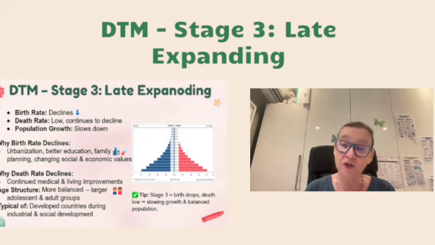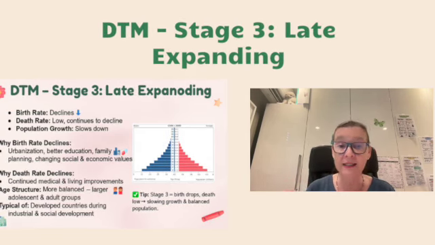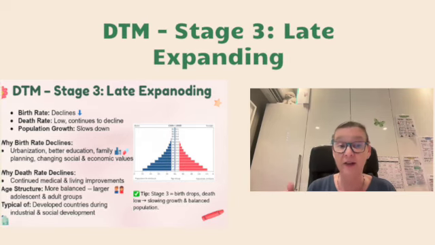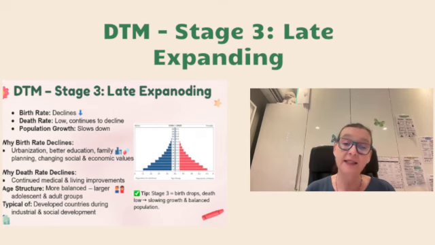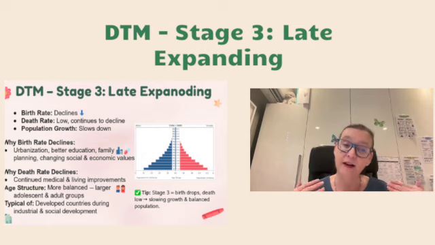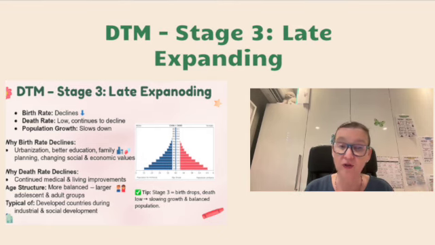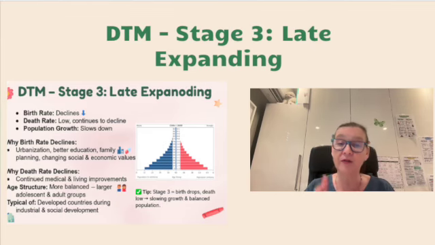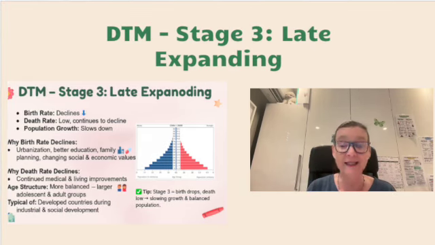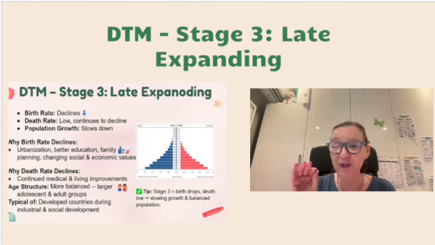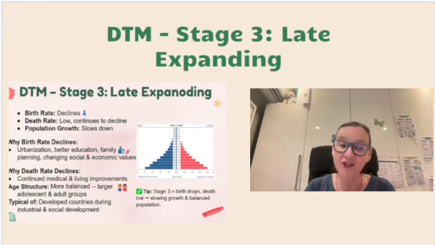So in terms of age structure, you're going to start to see a more balanced population with larger groups of adolescents and working age adults, not just children. This stage is typical of developed or industrialized countries, places that have moved beyond basic industrial growth and are developing socially and economically. So when you think of stage 3, remember this: birth rate drops, death rate stays low, and growth slows down. It's the transition towards a balanced, stable population.